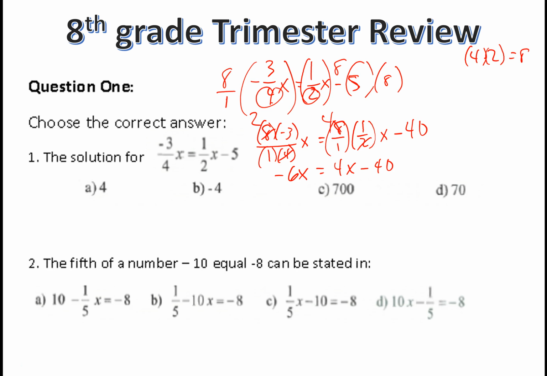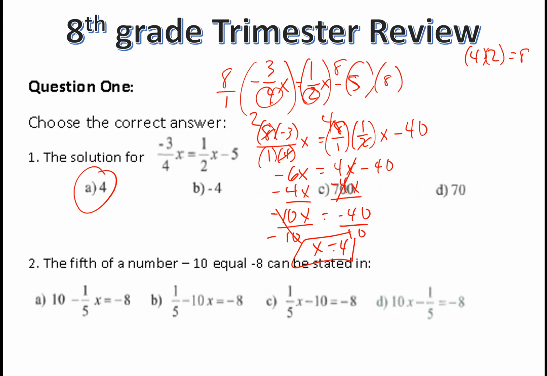And now I have really a two-step equation. I'm going to subtract 4x from both sides. This goes away. Negative 10x equals negative 40. Divide both sides by negative 10. And x equals 4. Now another way you could have done that was you could just take a number and put in, and we'll go over that later.